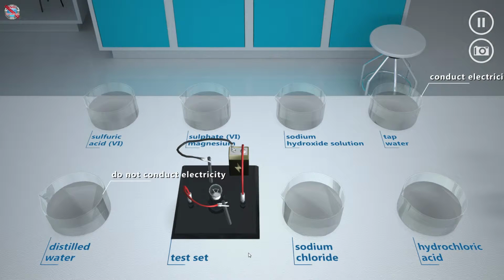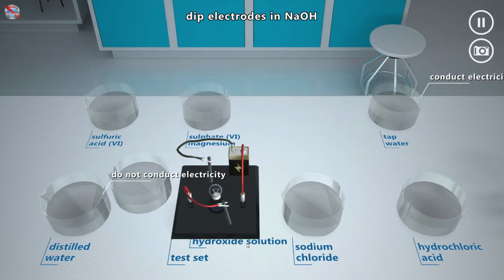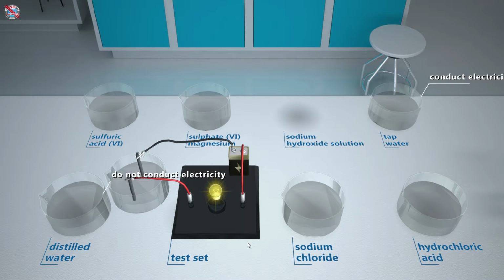Now it is time for alkaline solutions. Let's start with sodium hydroxide solution. A sodium hydroxide solution conducts electricity. Substances which exhibit such properties are called electrolytes.